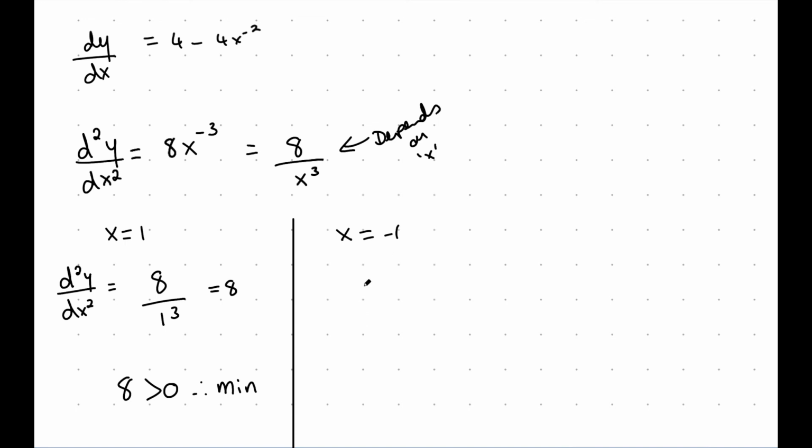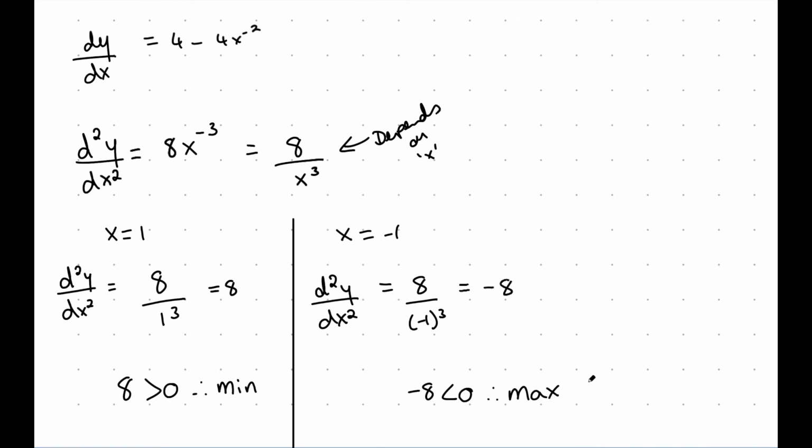In this scenario, I have the same setup, so I'm going to go d2y dx squared is equal to 8 all over minus 1 cubed, and what I'm going to get here is minus 8 as my final answer, because minus 1 cubed is minus 1 by minus 1 by minus 1, and what the three of those together will give you is minus 1. Divide that into 8, you get minus 8. And minus 8 is a value less than 0, and we would say therefore that is our local maximum.